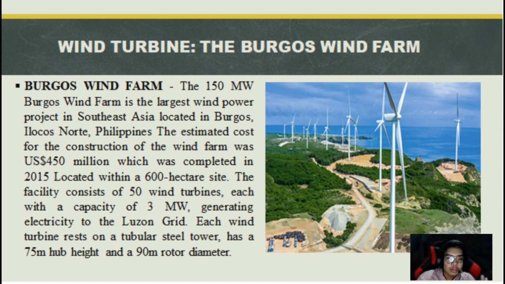So, next, the Burgos Wind Farm. The 150 megawatt Burgos Wind Farm is the largest wind power project in Southeast Asia, located in Burgos, Ilocos Norte, Philippines. The estimated cost for the construction of the wind farm was $15 million, which was completed in 2015, located within a 600 hectare site. The facility consists of 50 turbines, each with a capacity of 3 megawatts, generating electricity to the Luzon grid. Each wind turbine rests on a tubular steel tower, has a 75 meters hub height and 90-meter diameter.